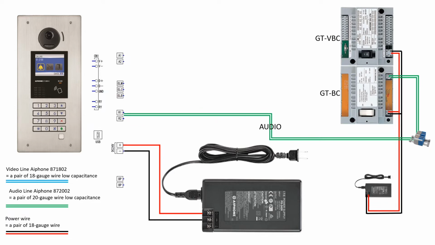Okay, now we'll add our video trunk line. We'll take A1 and A2 from the entry panel and bring it over to the GT VBC input side, A1 and A2. We have finished the installation of the back-end equipment for the GT system. Most integrators will mount this equipment onto a board or put it into a lock box.